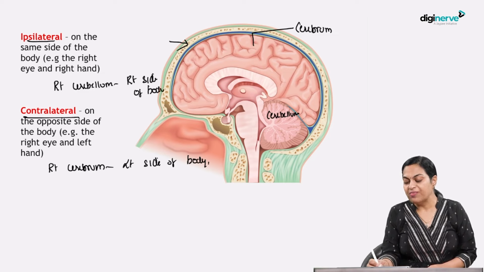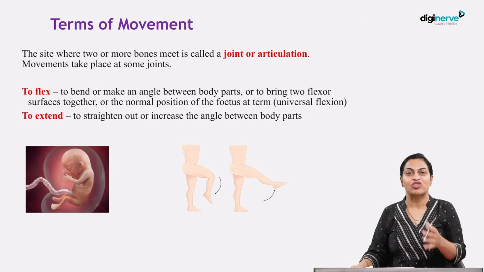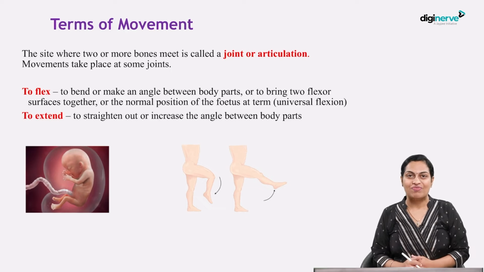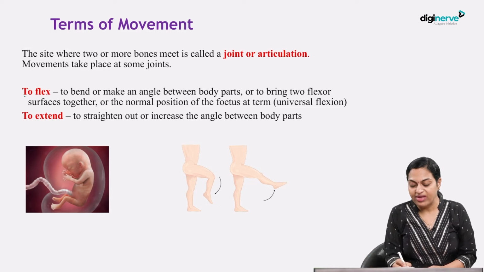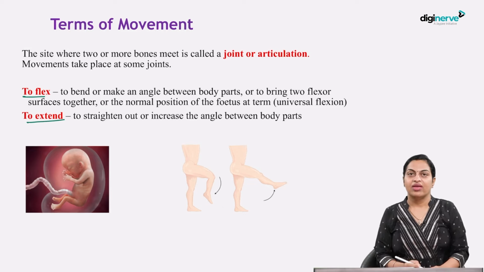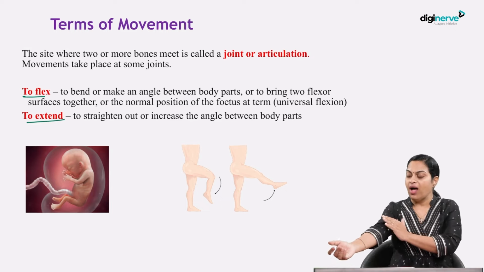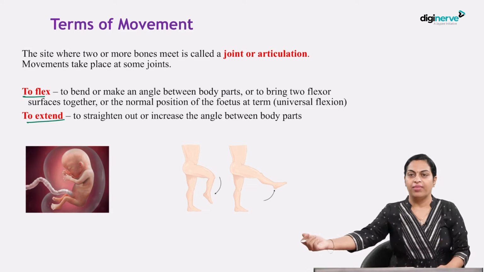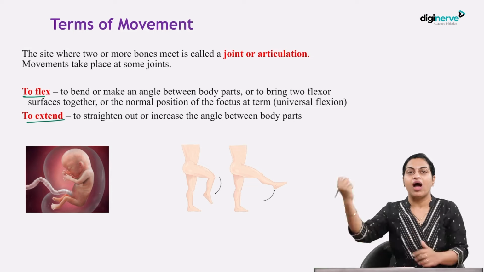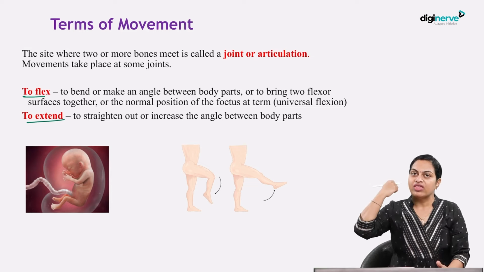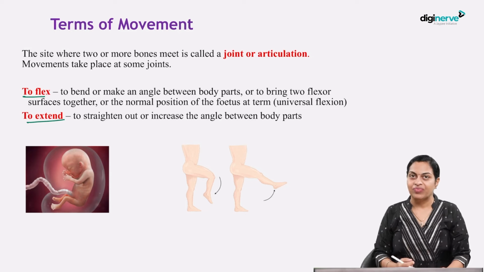This is called ipsilateral. Terms of movement, where does a movement take place? At the joint where two or more bones meet, articulate, isn't it? So what do you mean by the term to flex or to extend? When you flex, this is the ventral surface of the arm, this is the ventral surface of the forearm. I'm bending, I'm reducing the angle between the ventral surface of the arm and forearm. This is called flexion. When I'm straightening it out, I'm calling it extension.